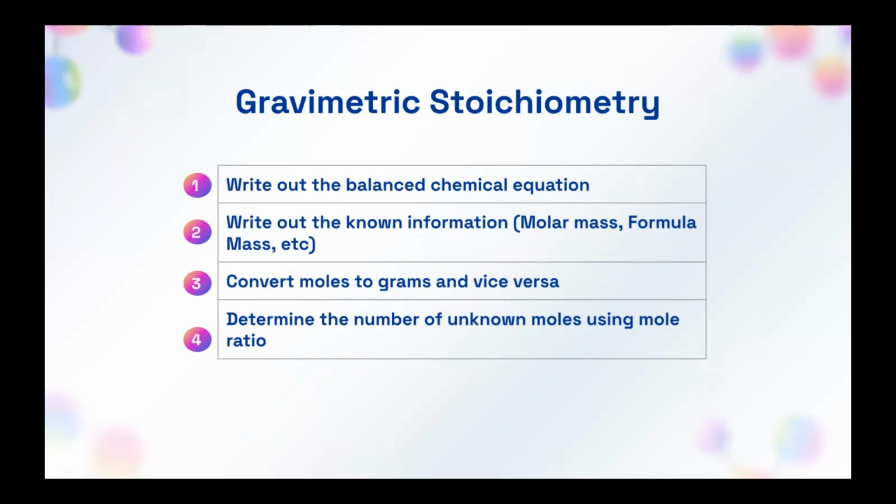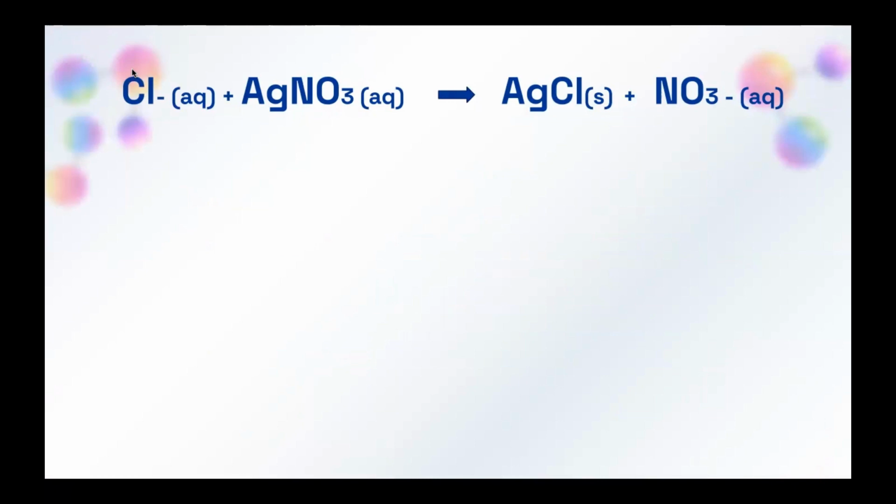So let's do the problem. Here, as you can see, is the chemical equation. Do you think this is balanced? And the answer is yes, the chemical equation here is balanced. So here's the reaction. As you can see, the silver chloride is the one that precipitated. So of course, like I said, you write out the known information first. And here you're finding the molarity of the chloride ion.